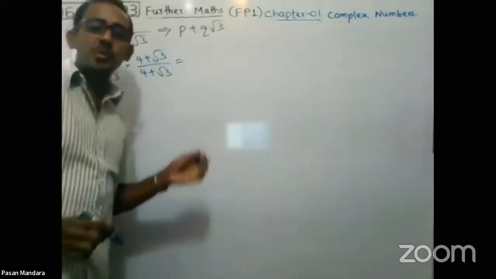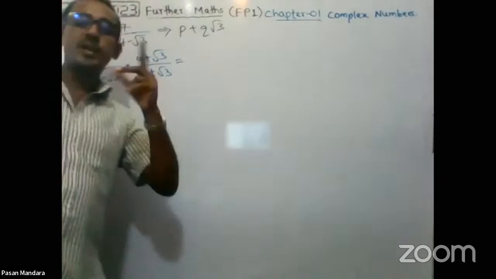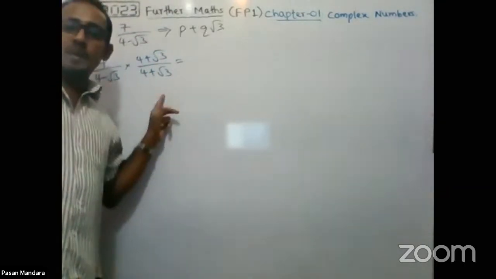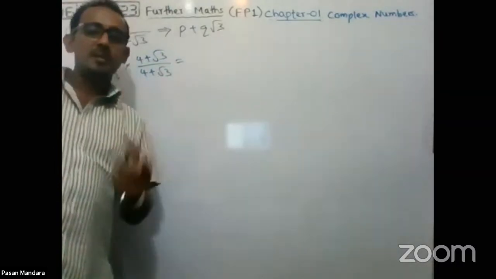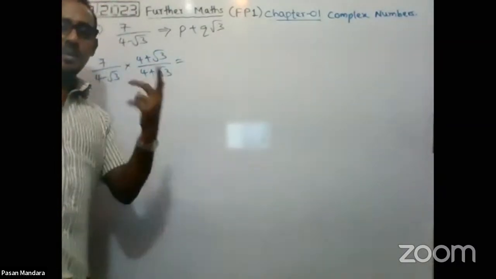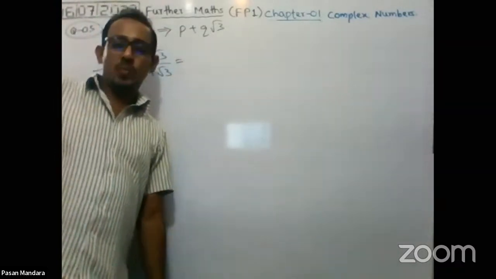So this is the treatment. You should multiply by the conjugate. Conjugate means the same thing, sign opposite. If here minus, here plus. If here plus, here minus. But top and bottom, you should multiply by the same thing, the conjugate. So now you get the answer in this form and express your P and Q values.